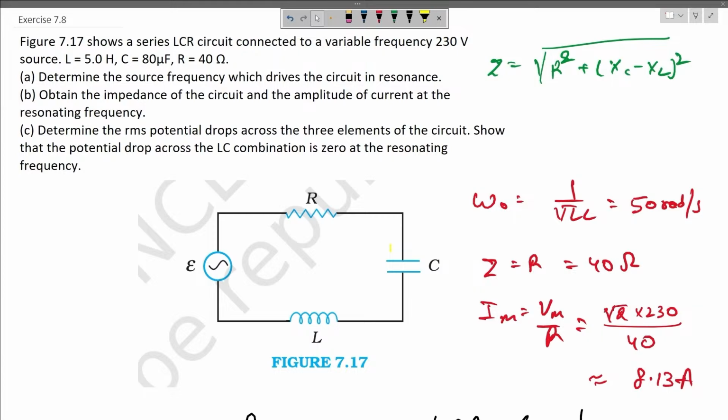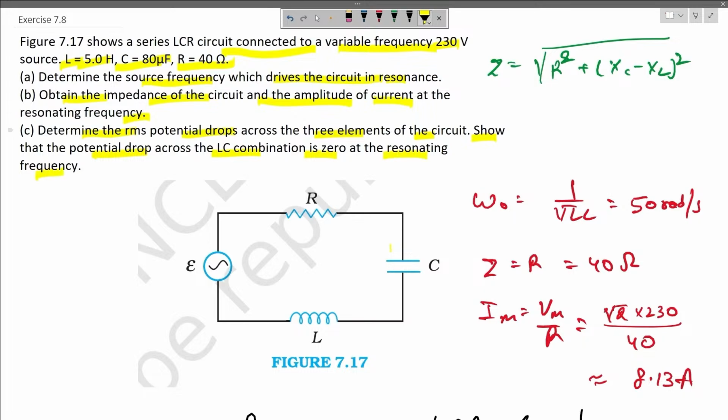The question says figure 7.17 shows a series LCR circuit connected to a variable frequency 230 volt source, where inductance is 5 Henry, capacitance is 80 microfarad and resistance is 40 ohm. We have to determine the source frequency which drives the circuit in resonance, obtain the impedance of the circuit and the amplitude of the current at the resonant frequency, and determine the RMS potential drop across the three elements in the circuit. Show that the potential drop across the LC combination is 0 at the resonant frequency.